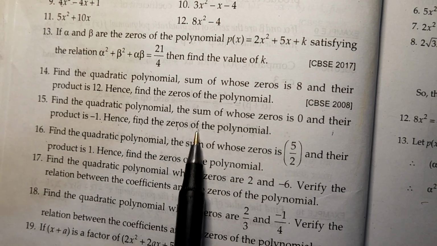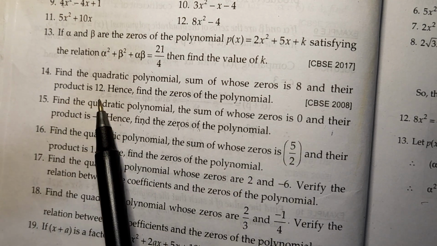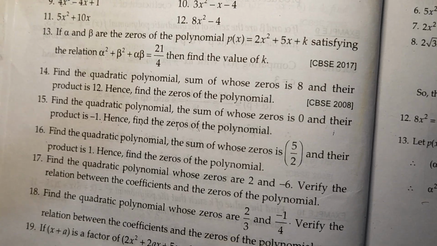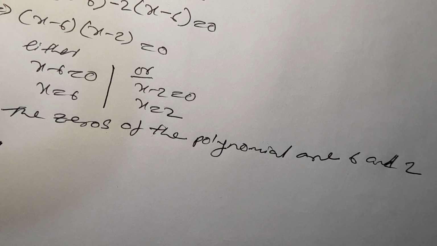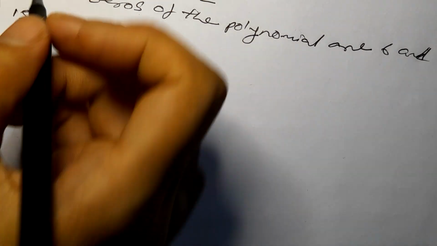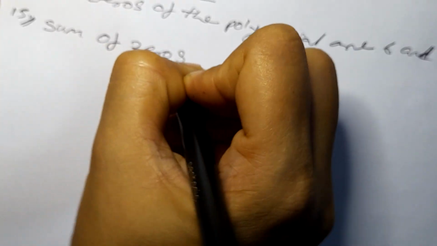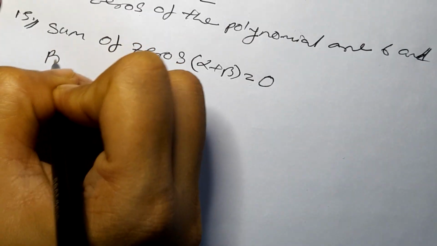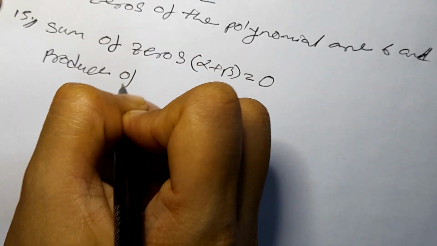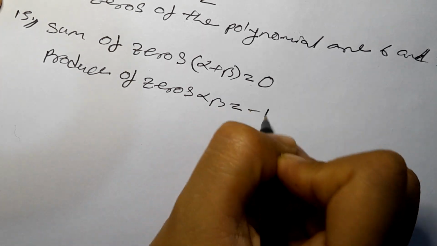Hence find the zeros of the polynomial. Sum of zeros is given, product of zeros is given. We have to find the quadratic polynomial and we have to find the zeros of the polynomial. So write down what is given. This is question number 15. The sum of zeros, we represent it by alpha plus beta equal to 0. Product of zeros, that is alpha into beta, is given as minus 1.